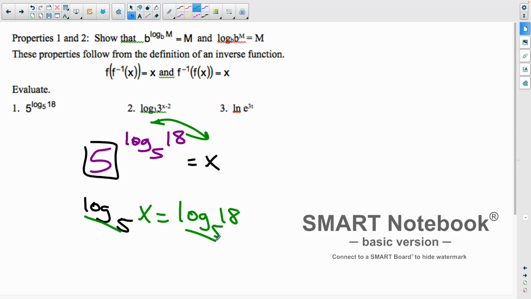Now, the shortcut on that is this. This base is 5, that base is 5. We have an exponent, we have a log. These essentially cancel each other out. And so the answer would just be 18 that way as well. Okay?